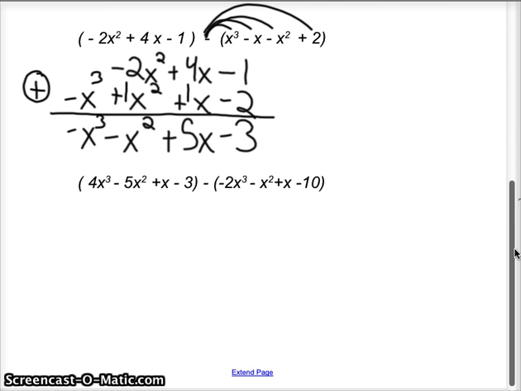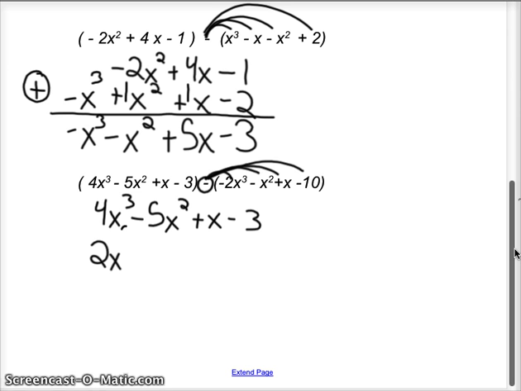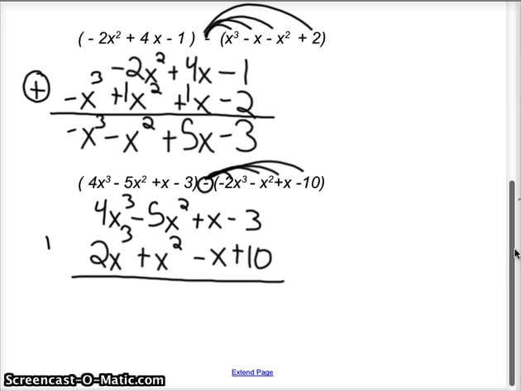Looking at our next one. So, we're going to rewrite the whole problem. So we have 4x cubed minus 5x squared plus x minus 3. Now for the second parenthesis, I'm going to take that negative and distribute it throughout. So that becomes a positive 2x cubed, positive x squared, a negative x, and a positive 10. And in doing so, again, this becomes an addition problem.